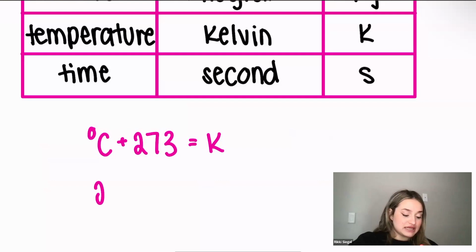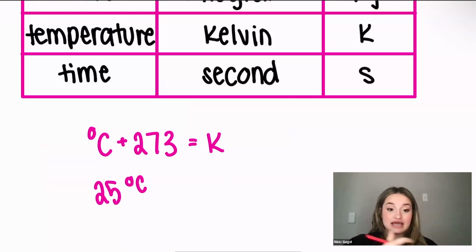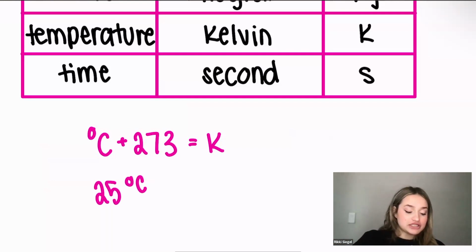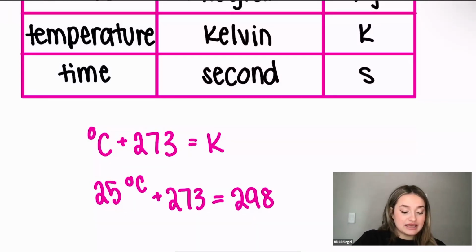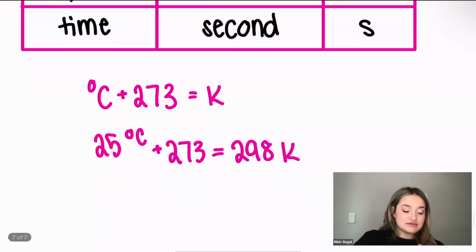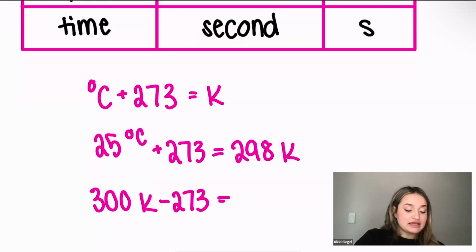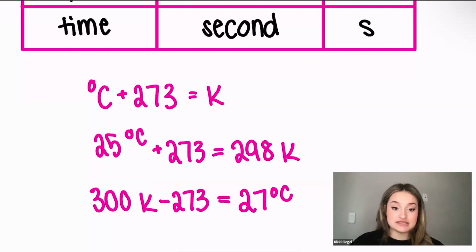If you were told that you have something that is 25 degrees Celsius and you need your units in Kelvin, all you're going to do is add 273. This is going to give you 298 Kelvin. If you are given something is 300 Kelvin and you need to find this in Celsius, you're just going to subtract 273. Now you're going to have 27 degrees Celsius. This is going to be really important moving forward because based on whatever constants we're given, we'll see whether we need it in Celsius or Kelvin. And this is just something that you're going to have to do a lot.